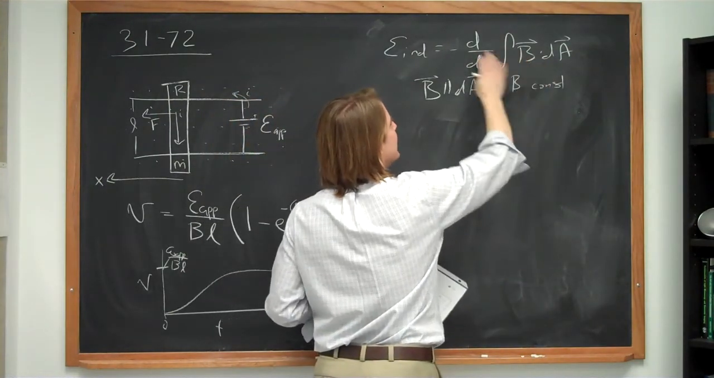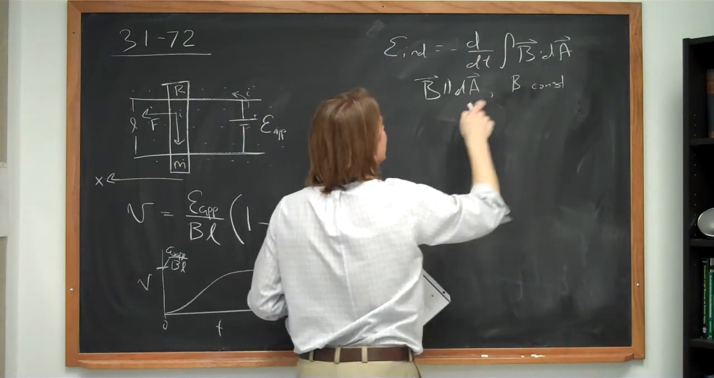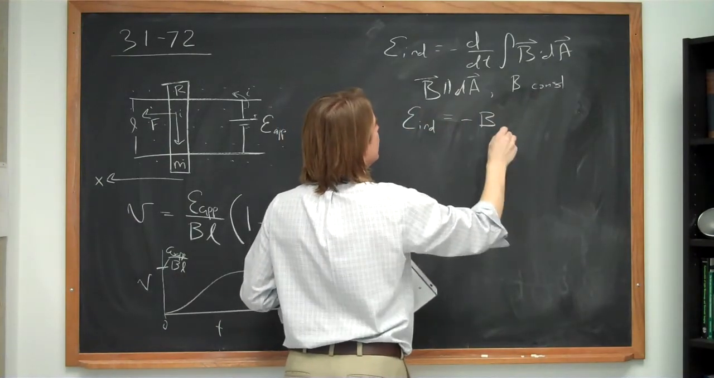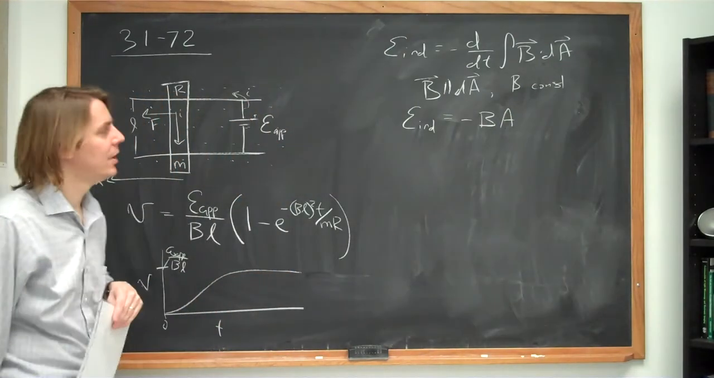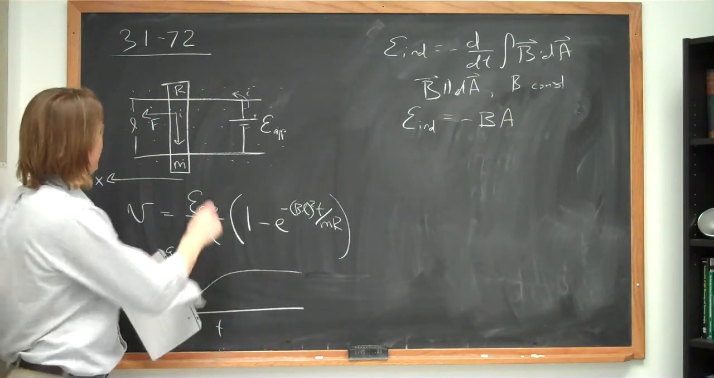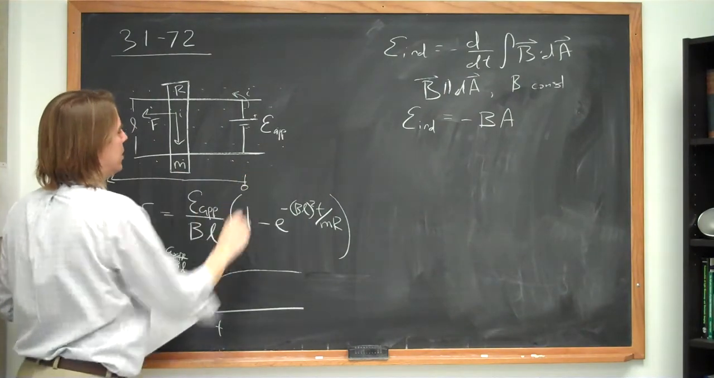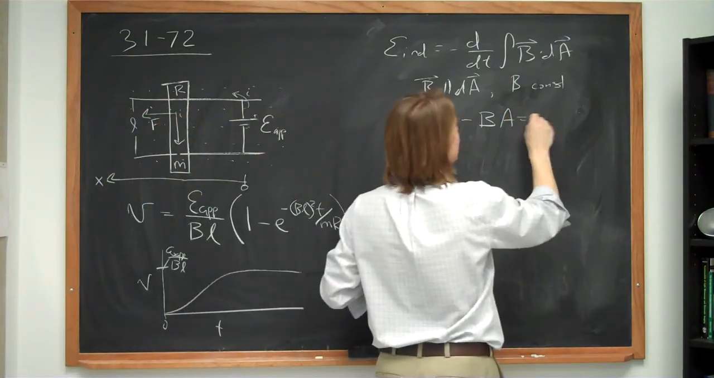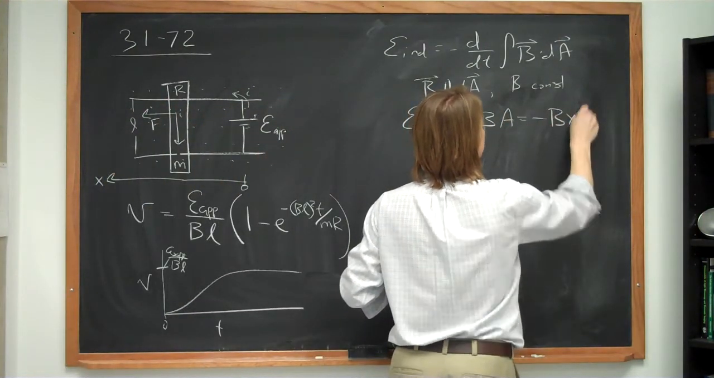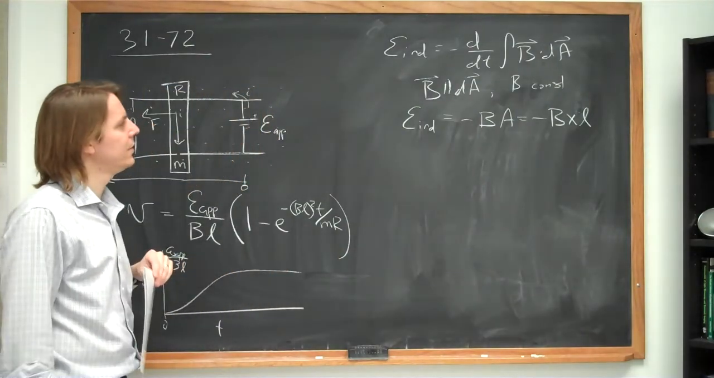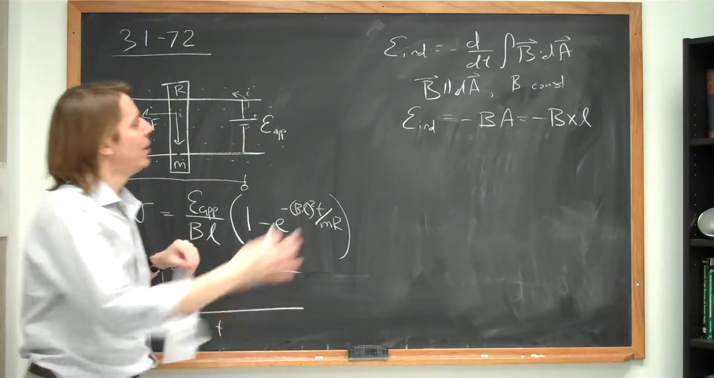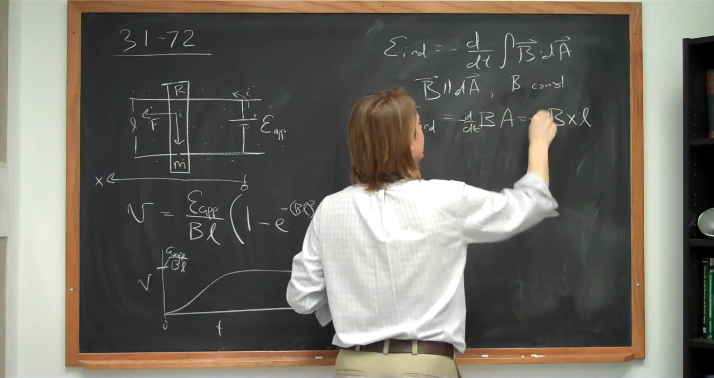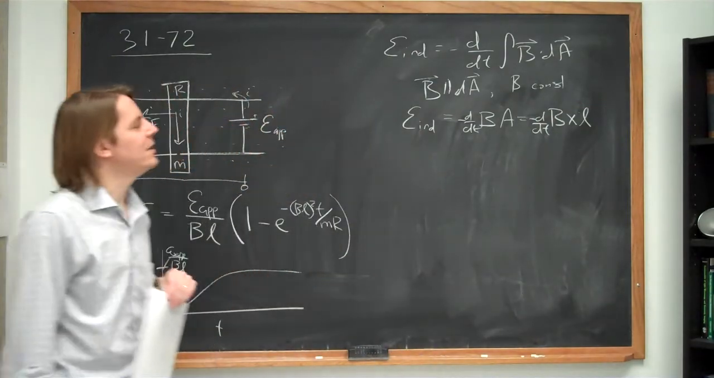So that lets us ignore our vector calc, as we always like to do. This is just B dA, B comes out of the integral. We have the integral of dA. So the EMF induced is just minus B times the area. What is the area? Well, if we put the origin all the way over here, the area is just the x position times L. So it's minus BxL. Oh, wait, I'm sorry, d/dt. I dropped my d/dt. So minus d/dt of BxL.